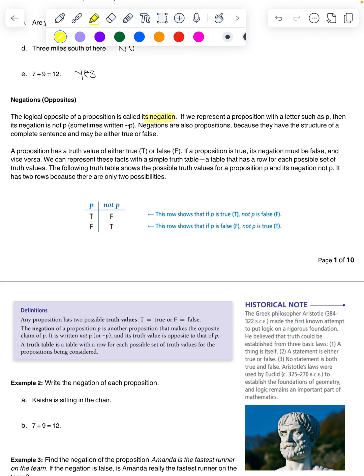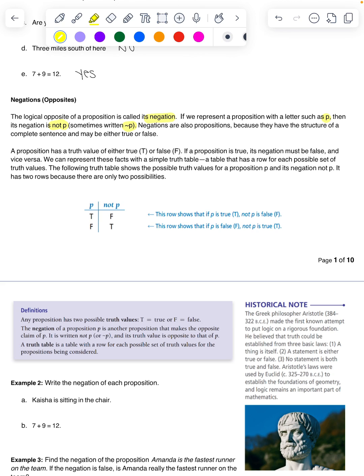So if we had some proposition and we called this proposition P, the negation of that would be not P, which we write with a squiggly. So squiggly P would be not P. Negations are also propositions. They still have the structure of a complete sentence, and they may be true or false. So a proposition is either going to be true or false, as we stated above. If the proposition is true, its negation would be false, and vice versa.